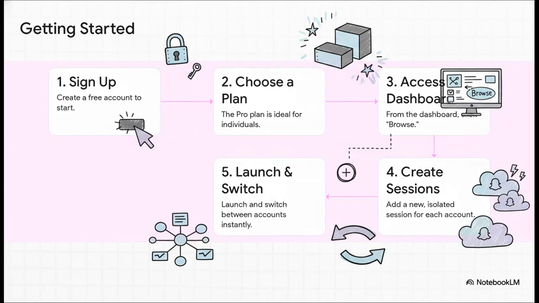And getting started is, I'm not kidding, unbelievably easy. You just sign up, pick a plan, the Pro plan is perfect for most people, and then from your main dashboard you just click Browse. From there, you just hit the little plus sign to create a new, totally separate, isolated session for each Snapchat account you have. That's literally it. You can now just launch them and switch between them instantly.